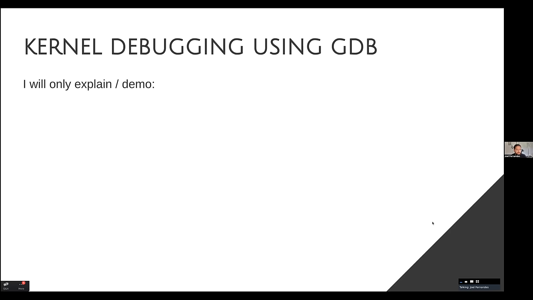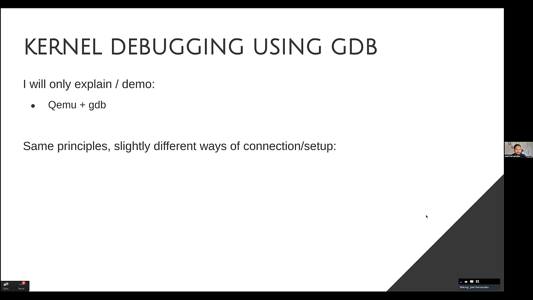So let's see. I will only talk about QEMU and demo QEMU and GDB, but the same principles apply to different ways of using GDB as well. For example, KGDB is a way to connect GDB to a real Linux system that's not emulated. And there are other tools like OpenOCD that work with GDB. OpenOCD is more for embedded devices, but QEMU is very nice to practice. You can test different things with QEMU and sharpen the blade of your debugging abilities, and then apply those same concepts to these other technologies that are useful in these other environments.